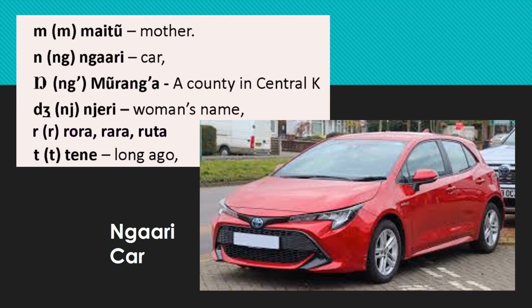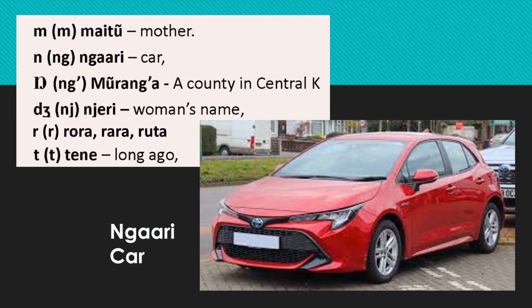Now N can also be prefixed again with the G, but you put an apostrophe after the G and the sound becomes nga, like in the word moranga or in the name nganga.